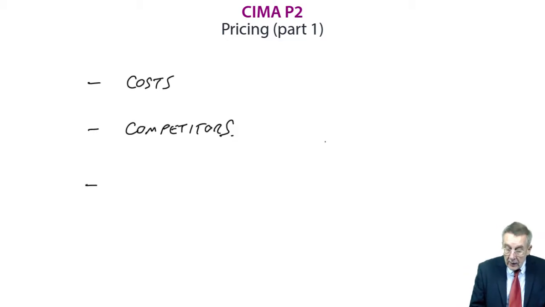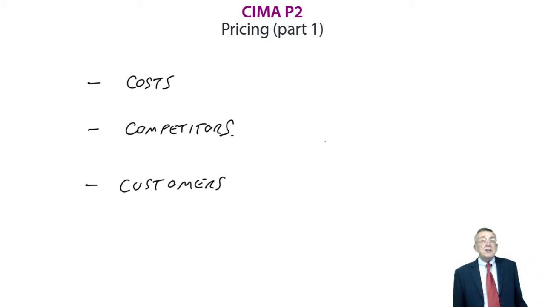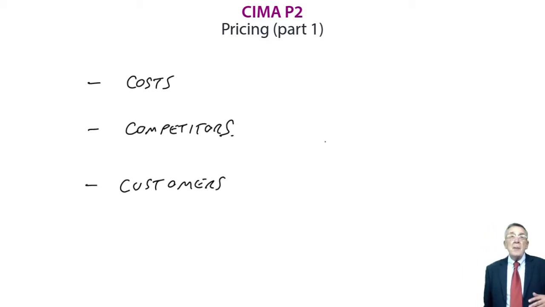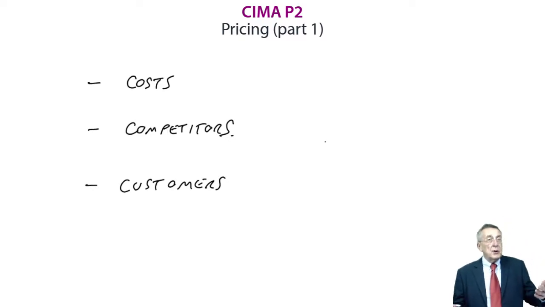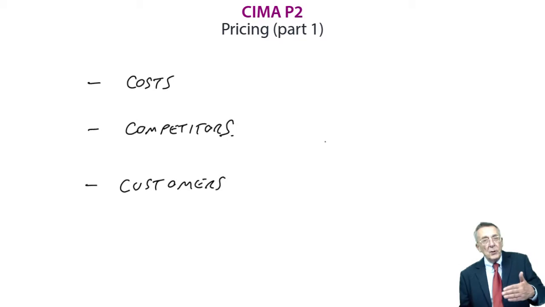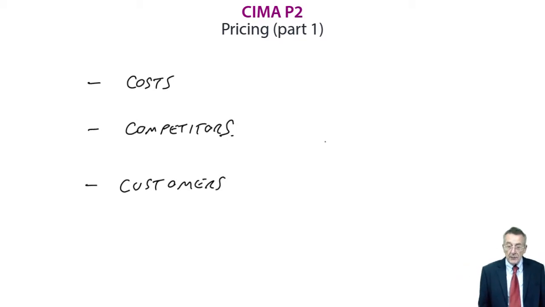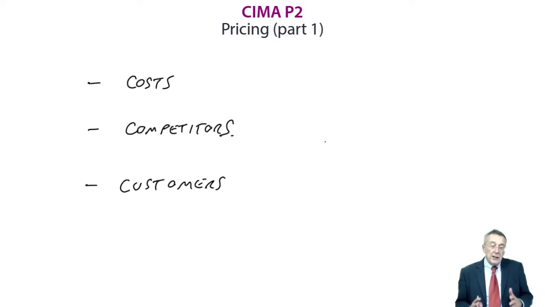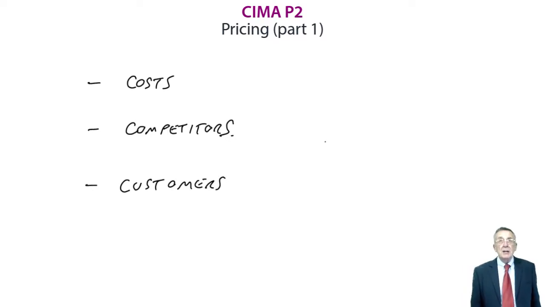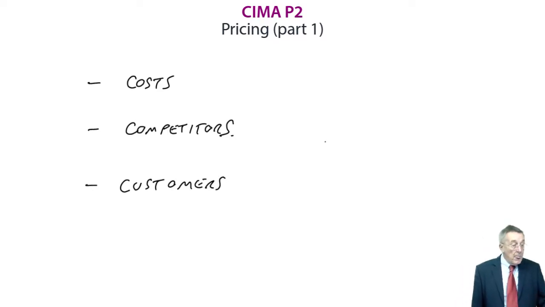And thirdly, we need to consider customers. We'll come to look at each of these separately shortly, but certainly customers in the sense that for many products, the higher the price, perhaps the less they'll buy. The lower the price, the more they'll buy. Well, that's again something we need to take into account. So it's really those 3 areas that need to be considered when determining a selling price.